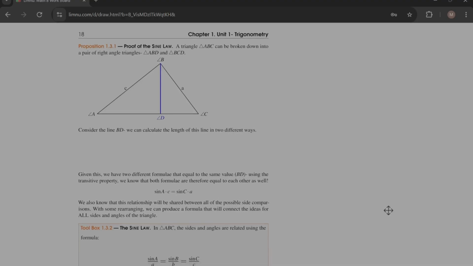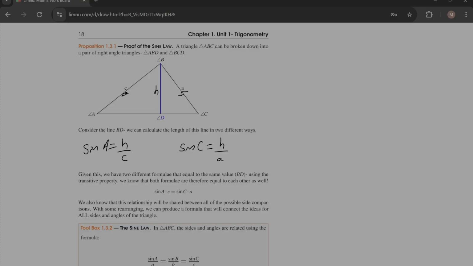So if we go to the next page, this line from B to D, which often is called our height, there's kind of two ways that we can find it. We can relate it. Let's try this. Sine of A is equal to this line BD. I'm going to just call it H to make our lives easier. H divided by little c. And over here on this side, we can also say that sine of angle C is equal to H divided by little a. This little a, this little c, just from our diagram.